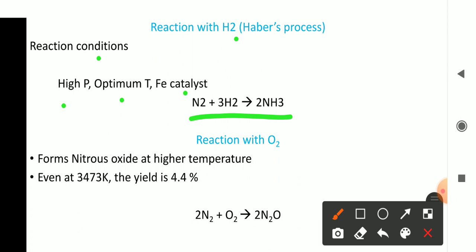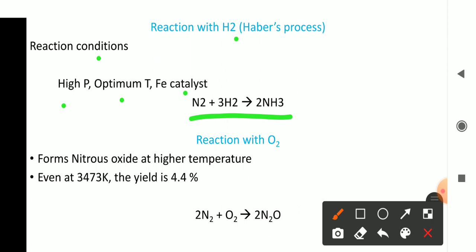What is called an exothermic process? Heat is liberated during the reaction, and so the delta H value will be negative. That is given in your textbook. Delta H is equal to minus 46.2 kilojoule per mole, which means during the formation of ammonia, that amount of energy is released. Okay, it's an exothermic process. So Haber's process, don't forget, it is very, very important.